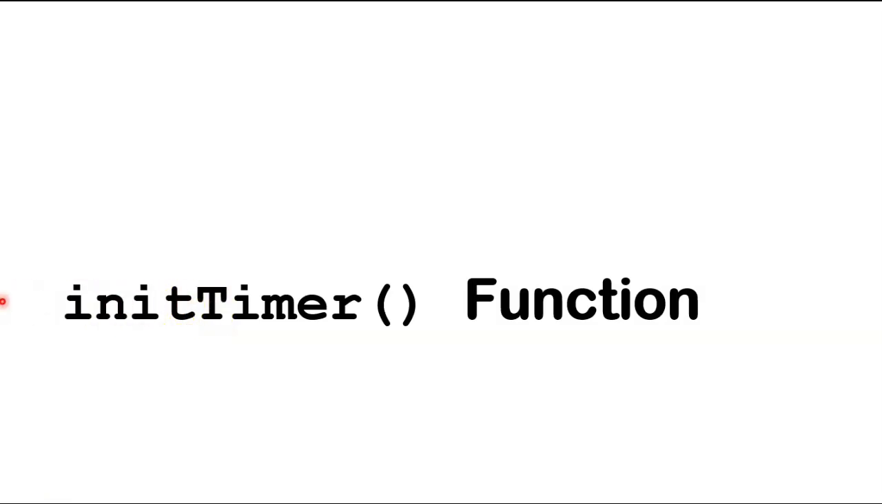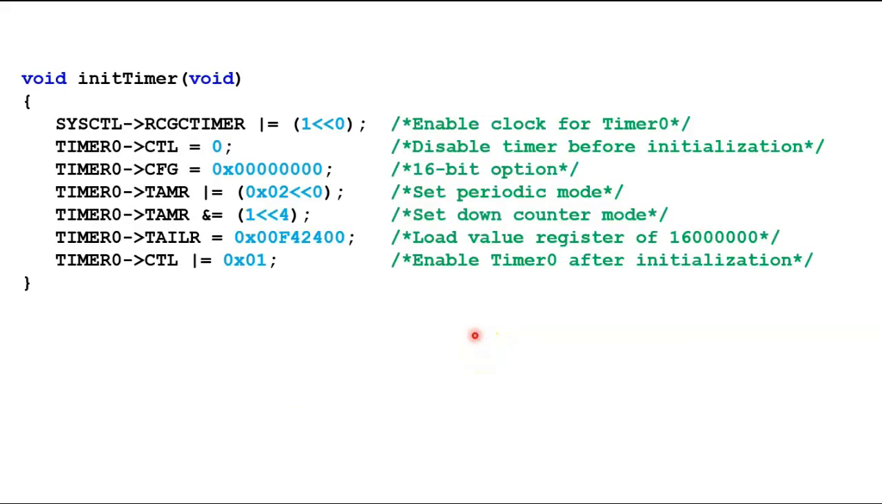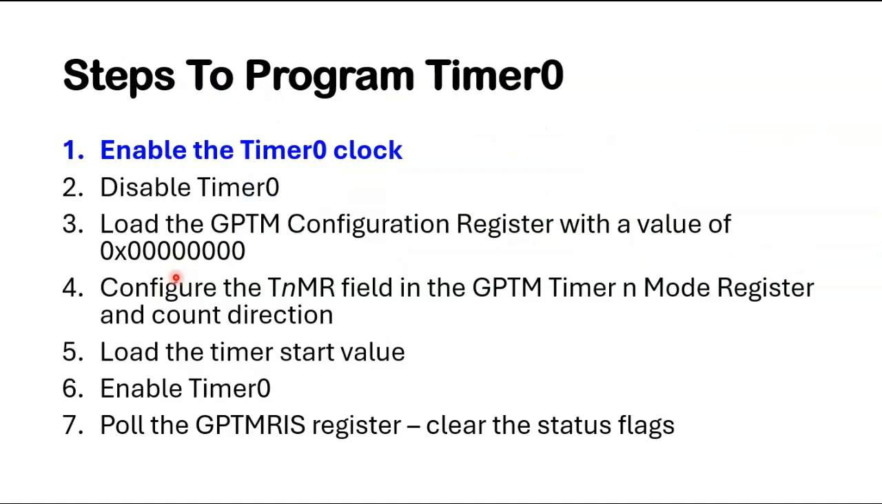The init timer function. So here is the code for the init timer function. And I'm going to go through each of these instructions with reference to the TM4C datasheet. So here are the steps to program timer 0. And step 1 is to enable the timer 0 clock.